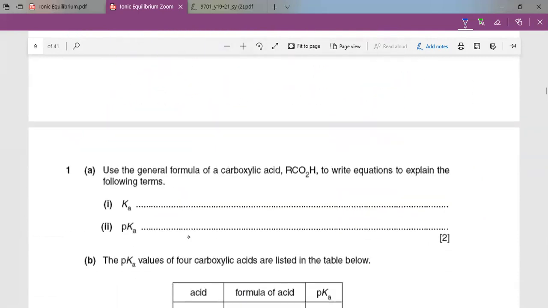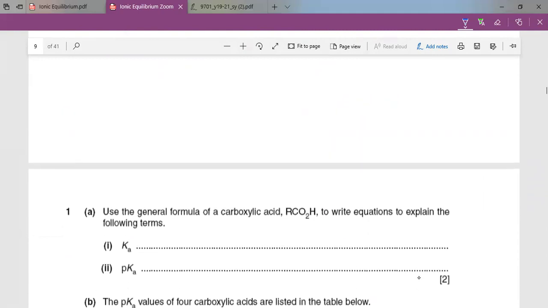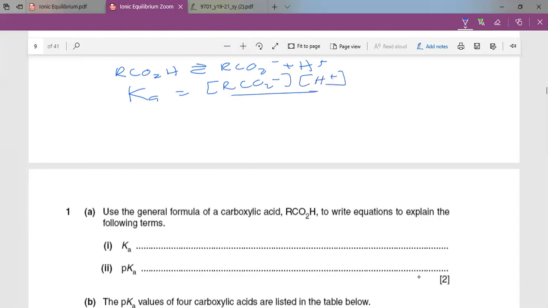So it's the same thing. Now here, use the general formula of a carboxylic acid, R, and so on. If you want to write the equation, then you better write the whole thing: RCO2H reversible RCO2 minus plus H plus. So your Ka equals RCO2 minus, actually you put the HA, they should not be wrong now, over RCO2H. pKa equals minus log base 10, important, your Ka.